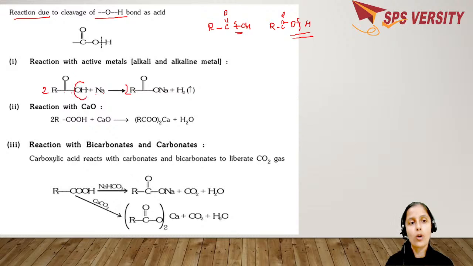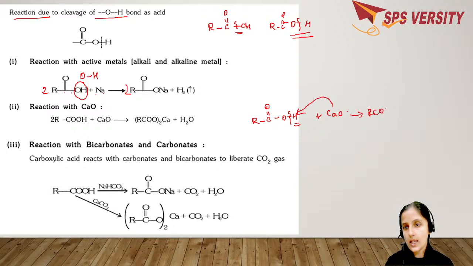Here you see the bond between O and H is going to break, and the hydrogen is given out. And the reaction with calcium oxide: if you treat this with calcium oxide or calcium carbonate, the reaction follows like this, RCOOH treated with calcium oxide. Now this bond is going to break. One H gets replaced by calcium, which is divalent. So you get (RCOO)2Ca, that's the charge on calcium, plus you get H2O. This is again OH bond breakage.